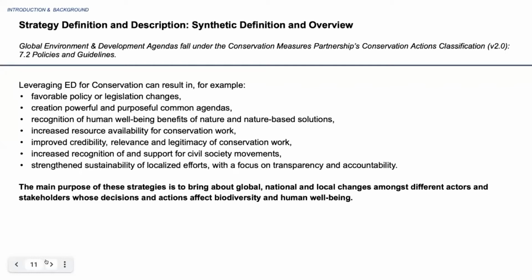So the main purpose we felt of using these big agendas as strategy was to bring about this global, national, and local change amongst different actors and stakeholders whose decisions and actions affect biodiversity and human well-being.